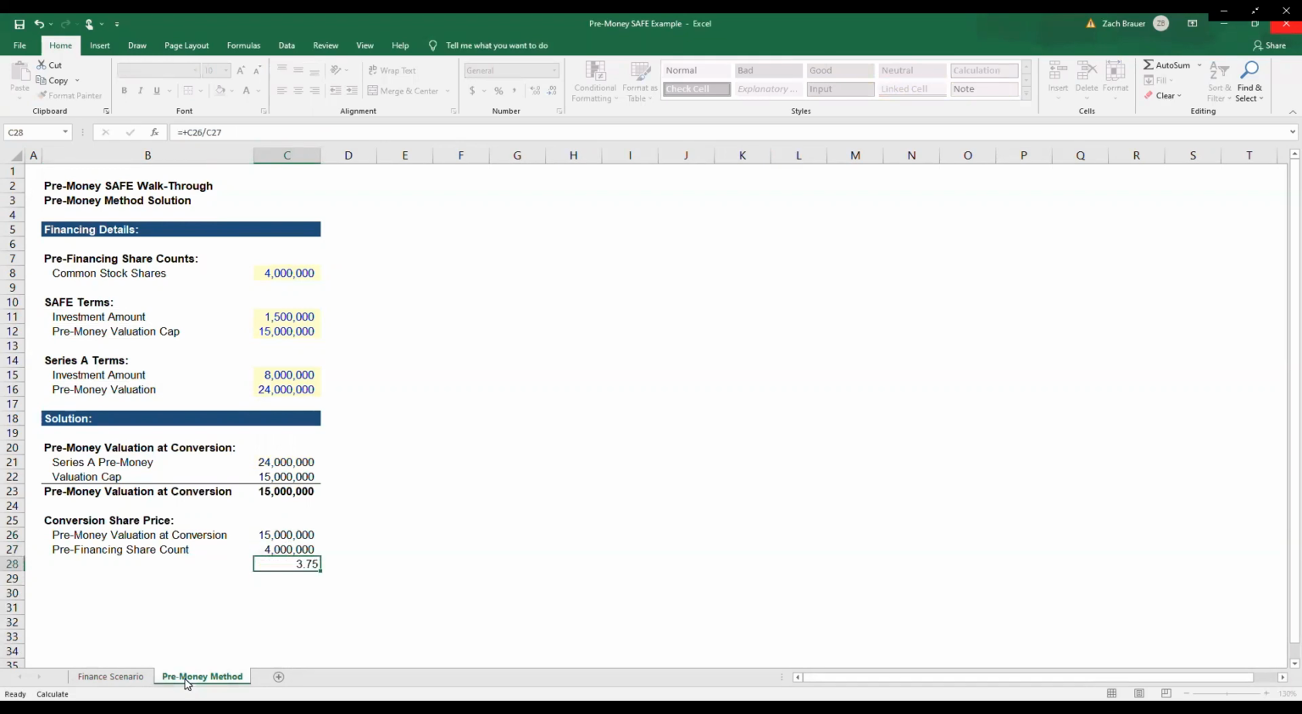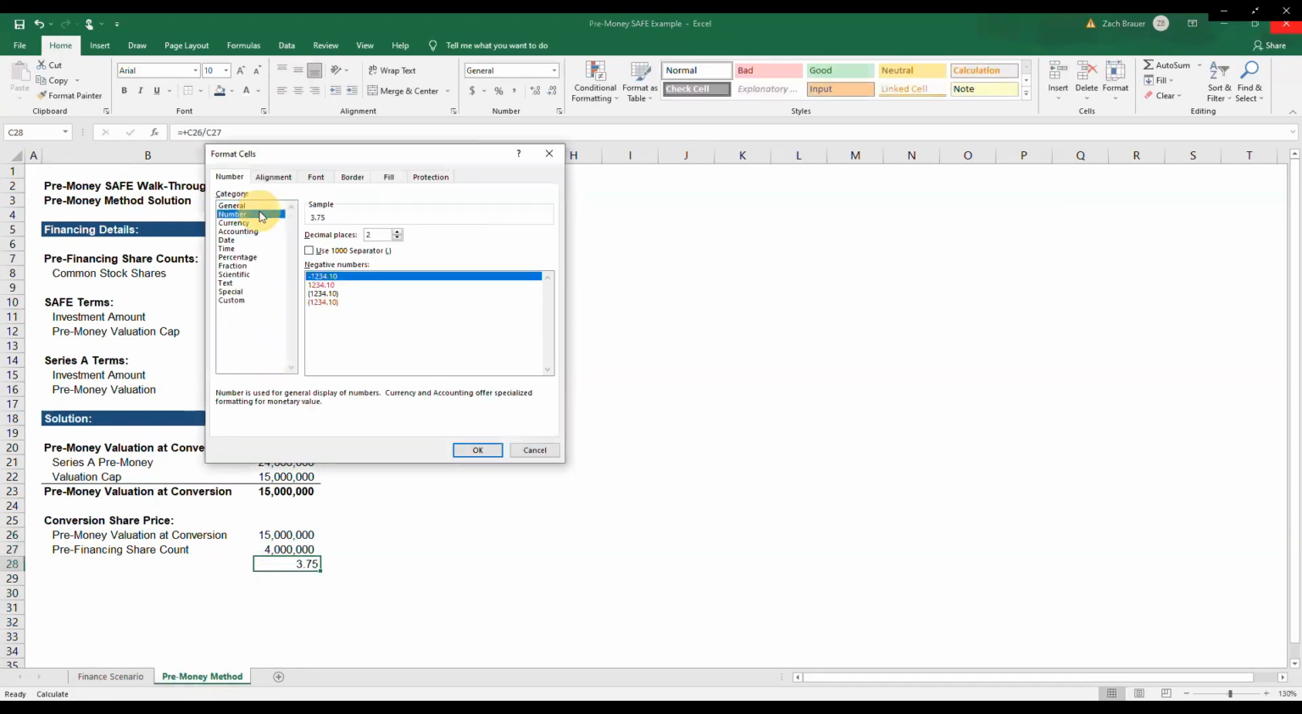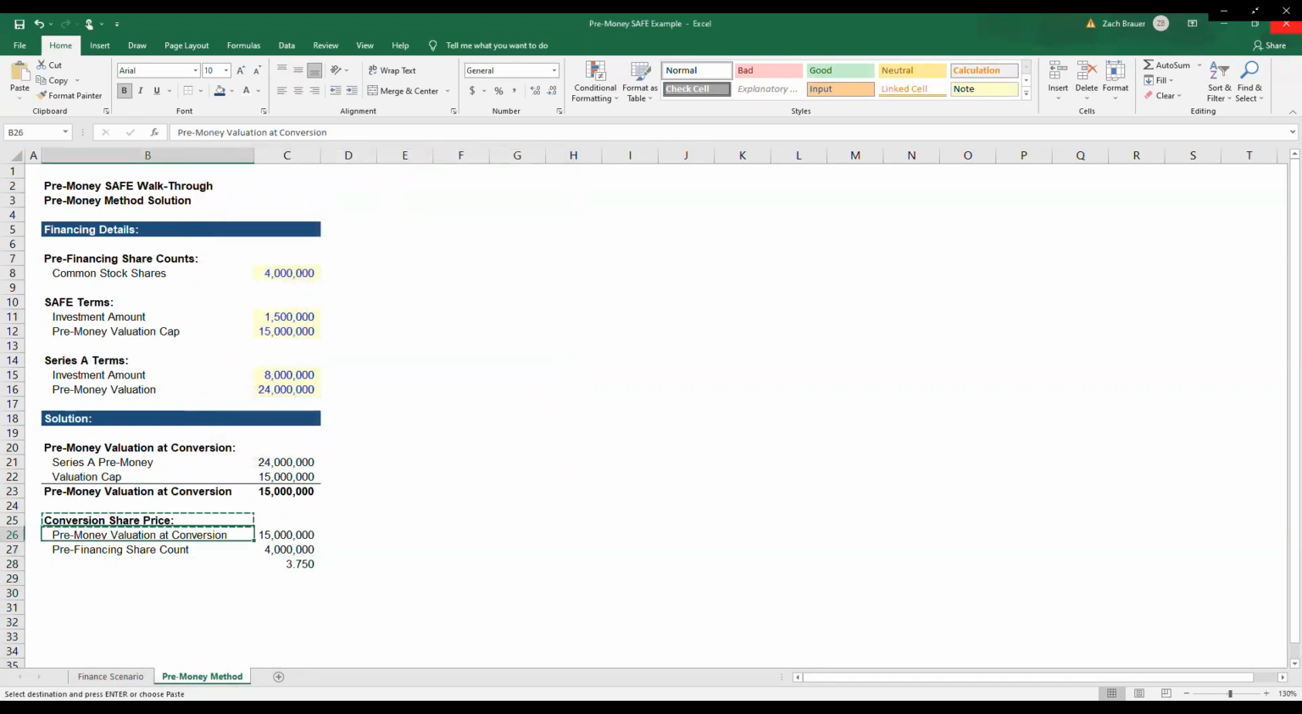One note, once I calculate the share price, I'm going to format it to have 3 decimal places. It is typical to have at least 2. Having 2 or 3 is a bit of a personal preference. I will always prefer to have 3 decimal places.